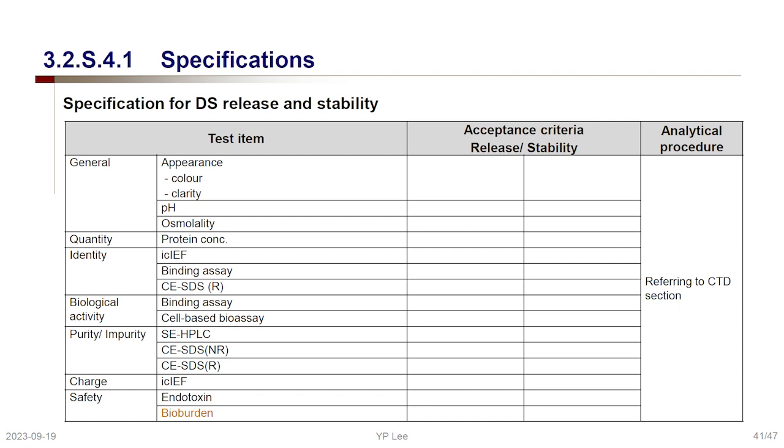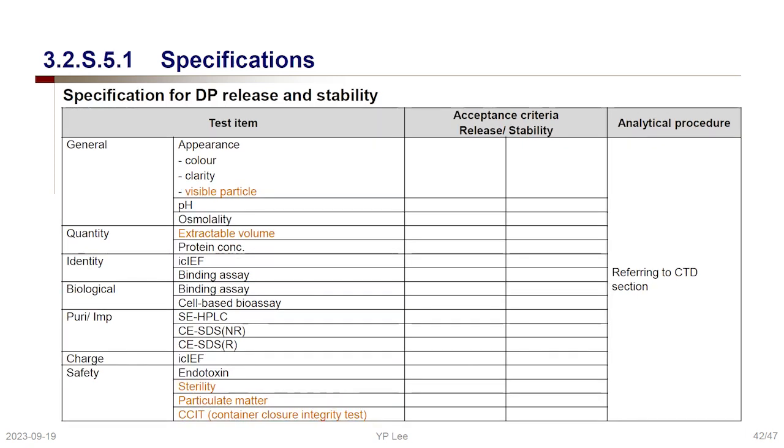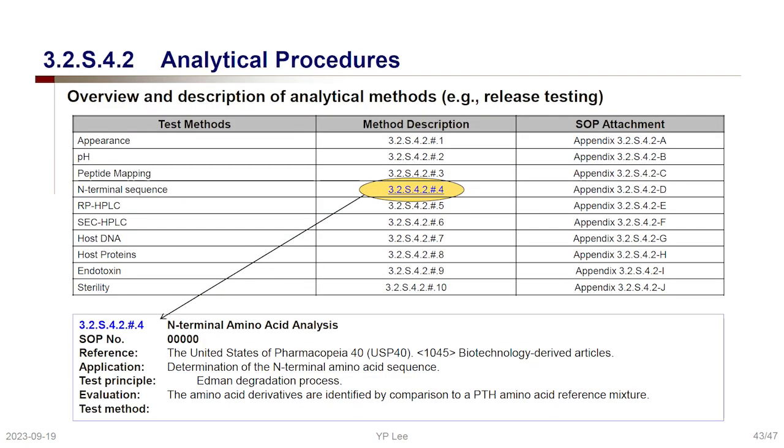And analytical procedures, the description in S.4.2, need to be referenced here. For the DP release and stability, the colored ones are the test items or the analytical methods that are not in the DS but related to the DP. And for the section 4.2, there should be the description of the analytical procedure. Here is an example. The analytical methods need to be listed and identify the subsections for each individual test method description. So here, the individual descriptions are being done.